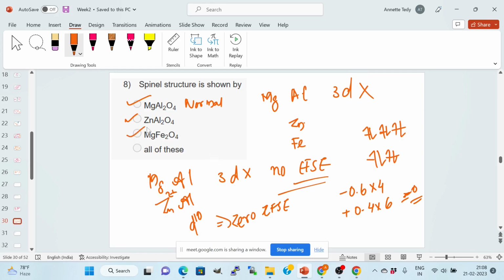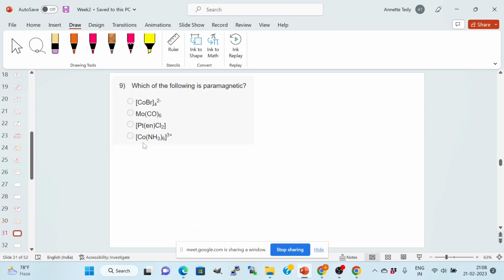And here also the same case. Fe2+ has d6 electrons, and definitely magnesium is not a 3d element. It does not have any CFSE. Therefore, the CFSE of Fe2+ is greater than that of magnesium. This is what we expect for the normal spinel structure. So the answer is all of this. I hope it is clear.